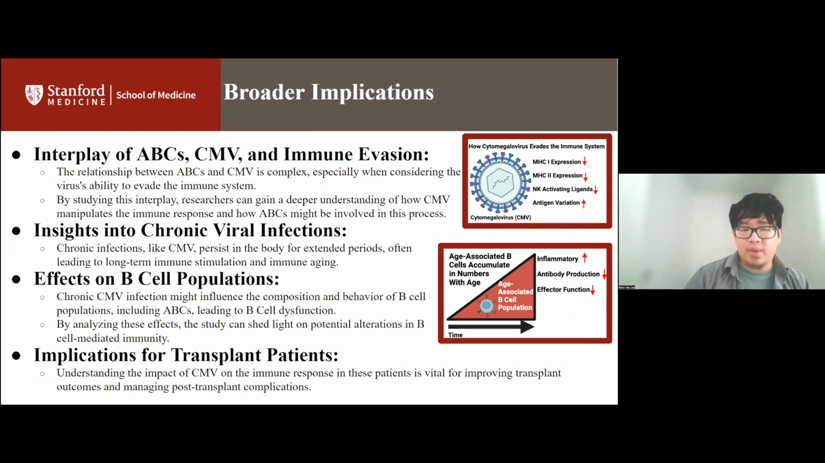By understanding this interplay, we're able to understand how CMV is able to manipulate the immune system, and how age-associated B cells might be involved in that process. We want to have more insights into chronic viral infection. We want to see the effects on B cell populations, and then ultimately, because this is a clinical study, we want to see implications for transplant patients, right? We want to understand the impact of CMV on our immune system, and we want to utilize that information to improve transplant outcomes and manage post-transplant complications.